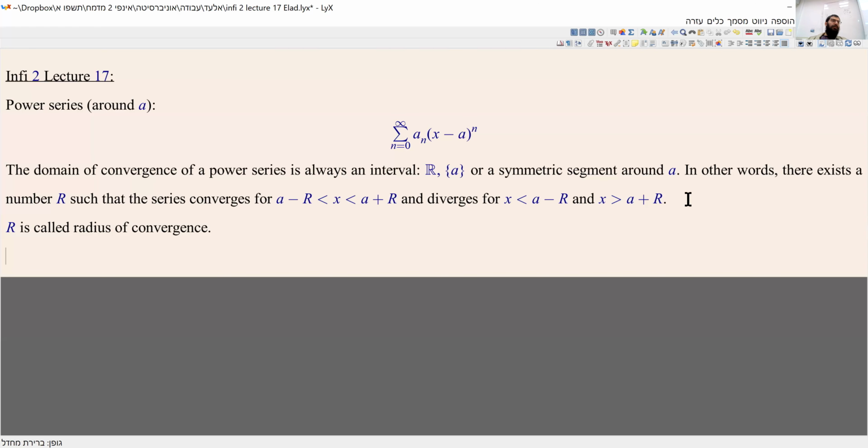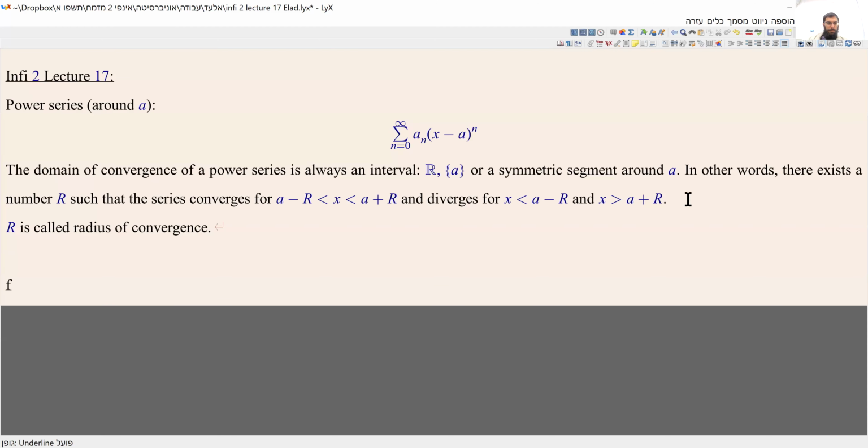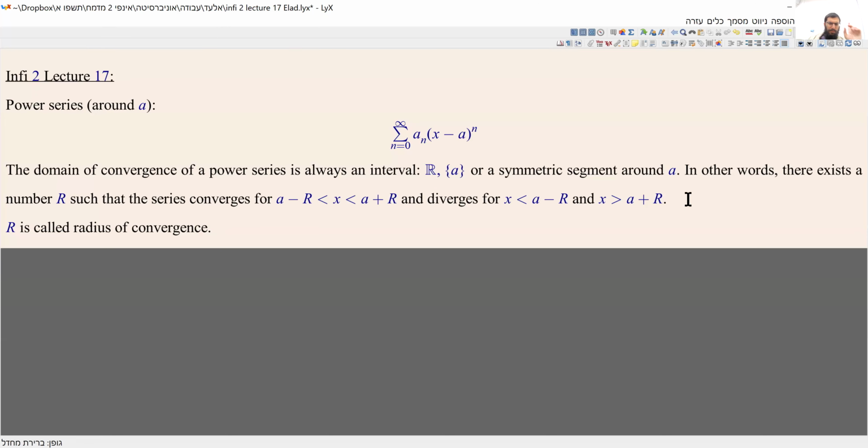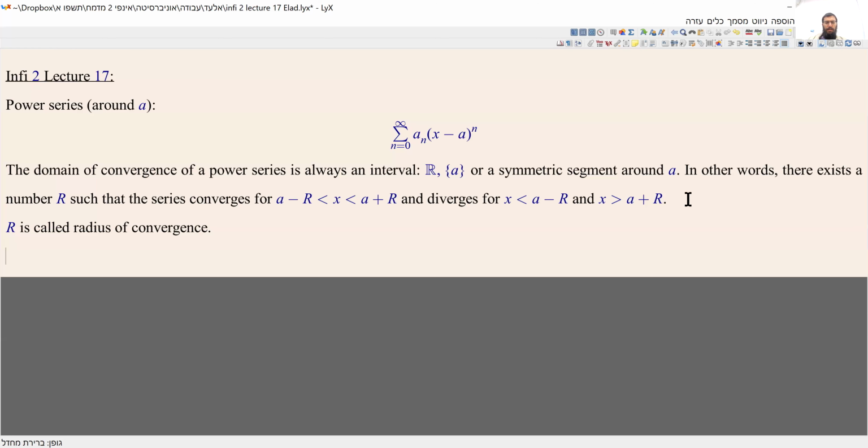This is the pointwise convergence of power series. And what I want to discuss today is the uniform convergence of power series.